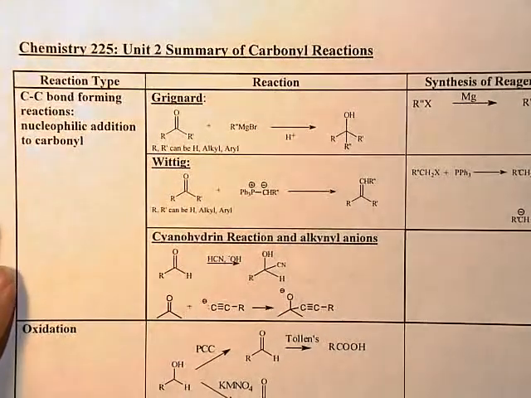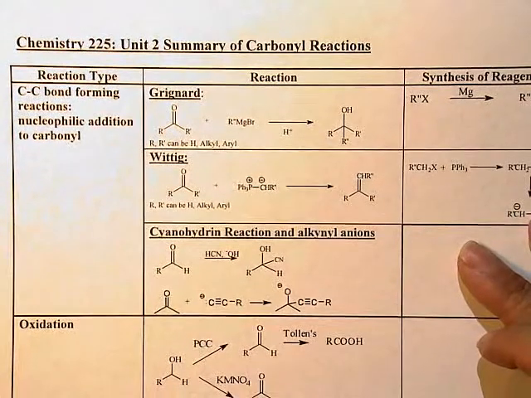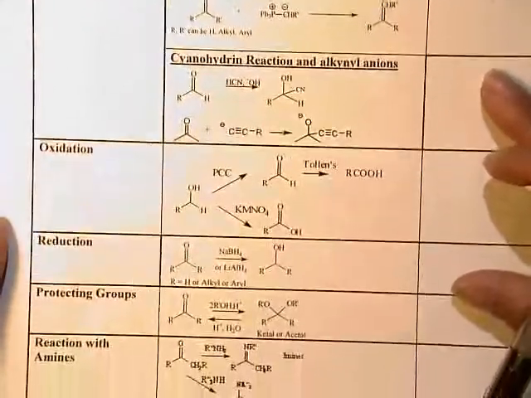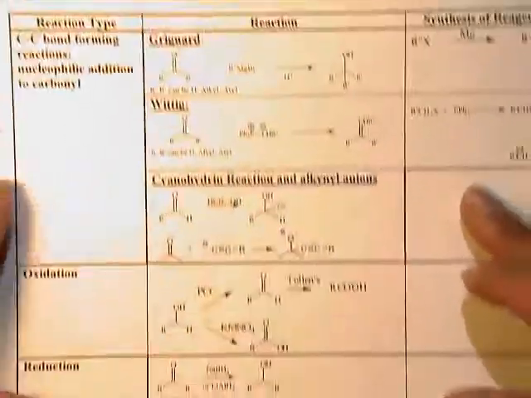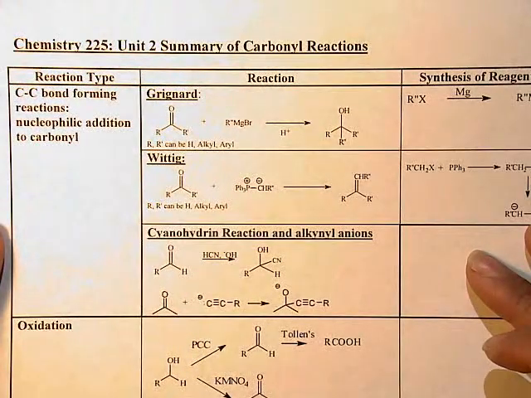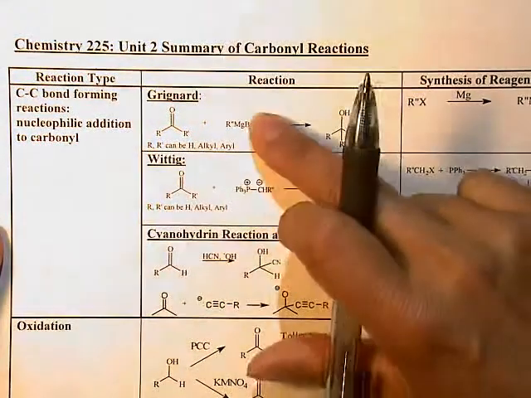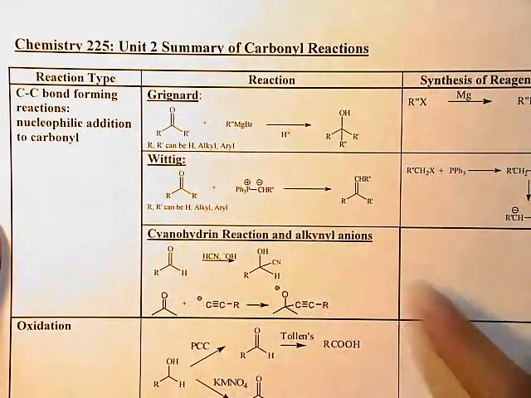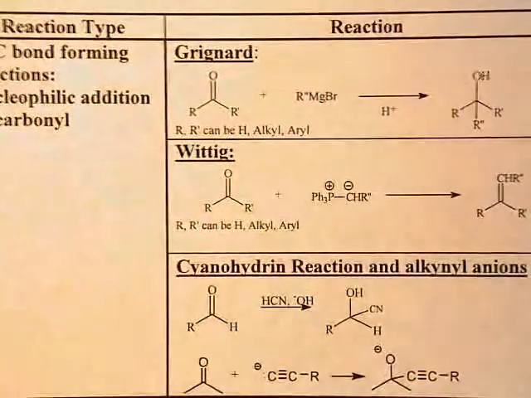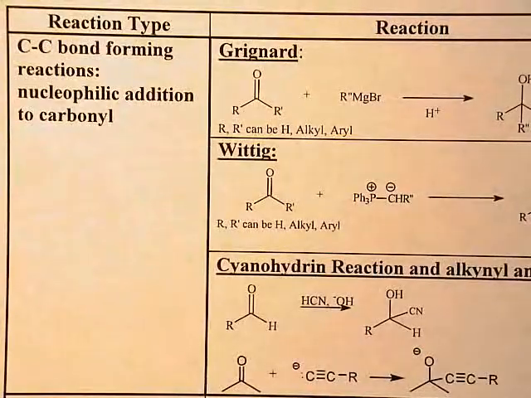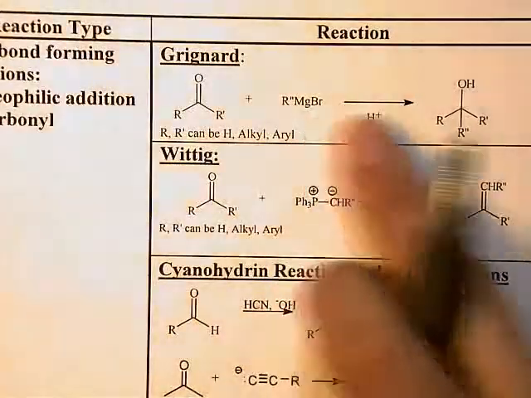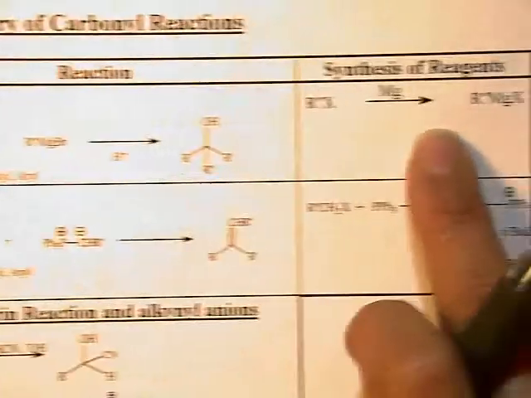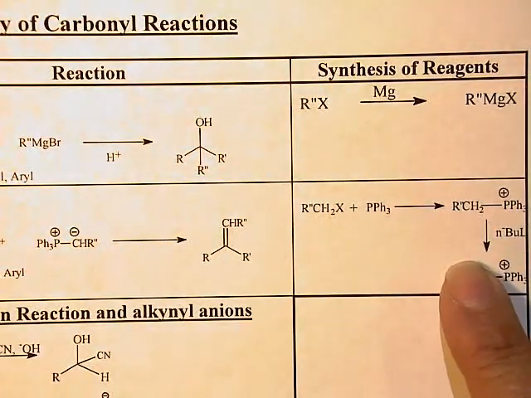summarize, and this is one of the handouts that you have, in which I basically divided all the reactions into these categories on the left. So any reaction that is a carbon-carbon bond forming reaction, for example, the Grignard, the Wittig, and the cyanohydrin reaction, is in this box right here, right? And then in Grignard and Wittig, I also have a box on how to synthesize these reagents. For example, how to make Grignard reagents, and then for Wittig, how to make Wittig reagents.